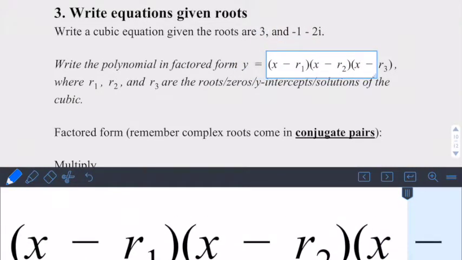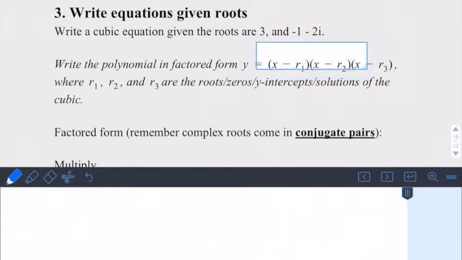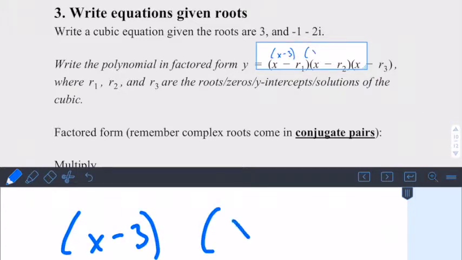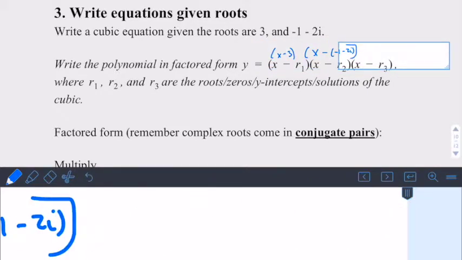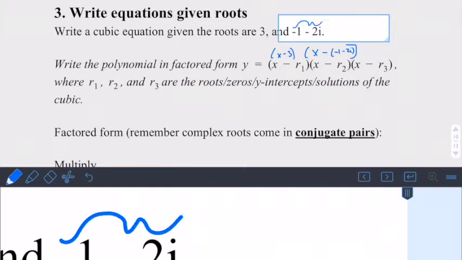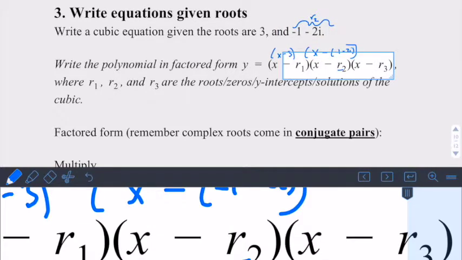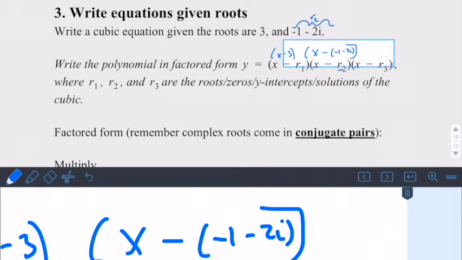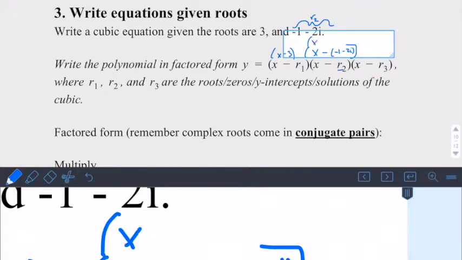Well, remember we need to put them in the factors. So we would say x minus 3 and then x minus -1 minus 2i. Notice how I put this entire root in my factor, because now I need to distribute my negative and say that this is x plus 1, right, minus minus, and then minus minus again, plus 2i.